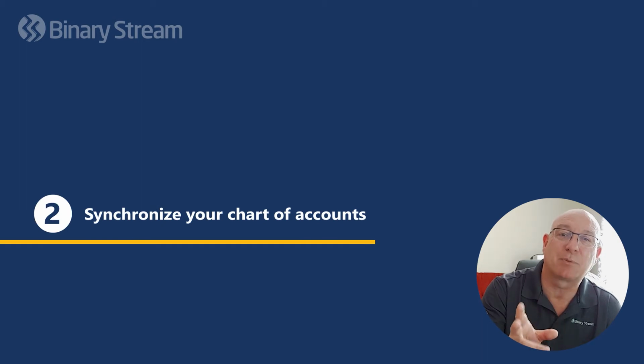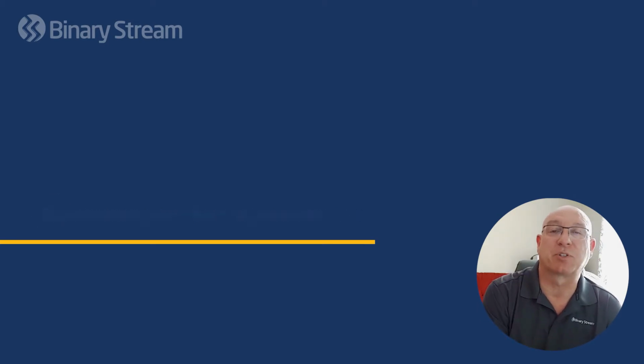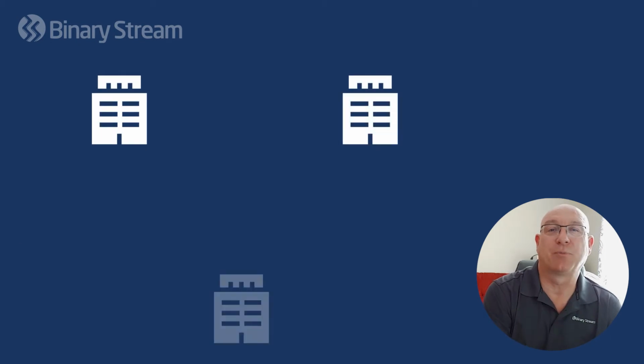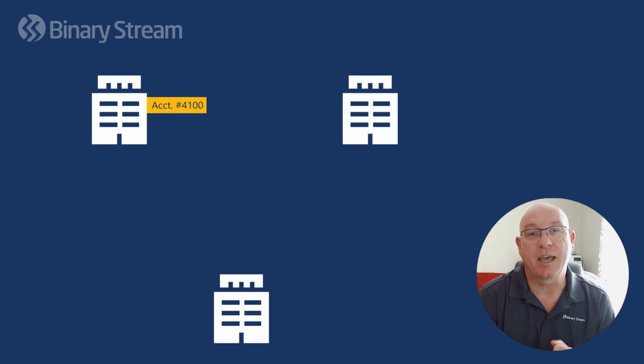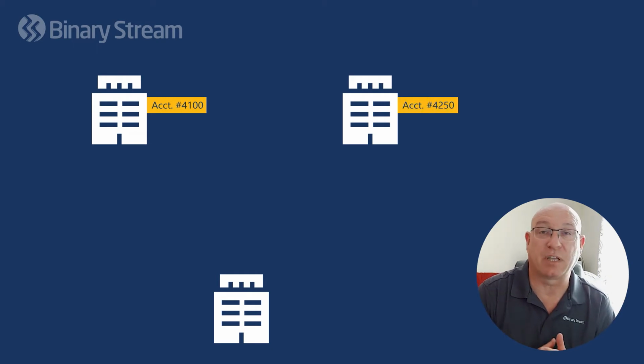Number 2, synchronize your chart of accounts. And by this we mean specifically the natural account. You may have different cost centers and departments, that's understandable. From a natural account standpoint, to the extent possible, synchronize those. Imagine you want to run a revenue report, and in some of your companies revenue is account, say 4100. In some of your other companies, it's 4250. In other companies, it's 4700.